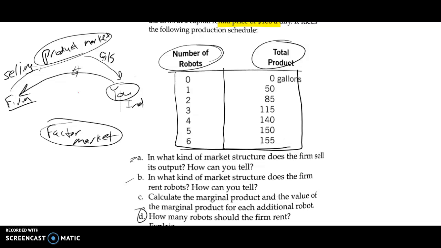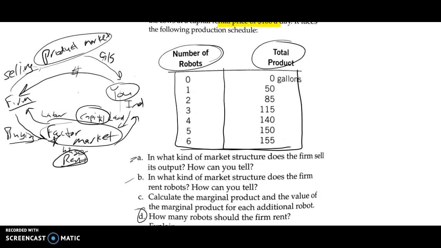In the factor market, what individuals are doing is they are giving their labor to firms. We can say land, we could say labor, or we could say capital. In this example, we're talking about capital. And firms in return are paying for those, sometimes in the form of wages, sometimes in the form of rent. In this example, we're talking about rent. So in the factor market, firms are buying.